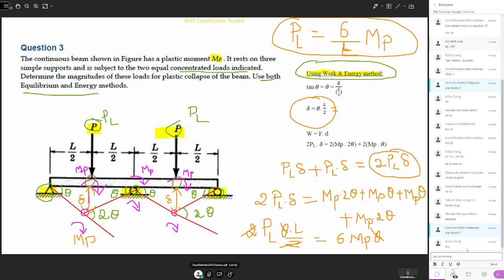All right, so this is how you can draw the collapse mechanism, and you can apply the work energy equation here. Guys, any questions?